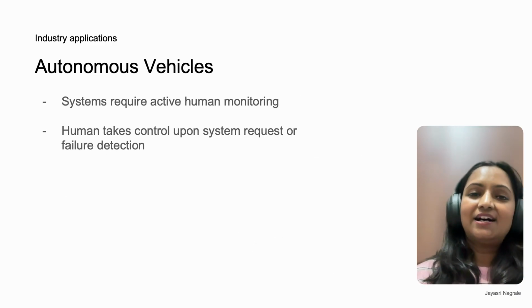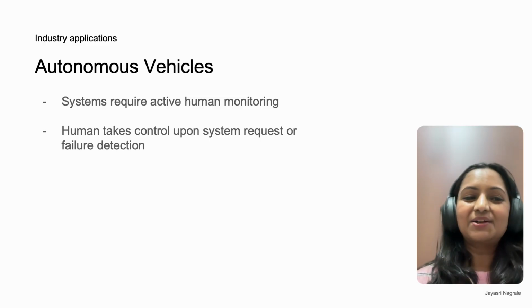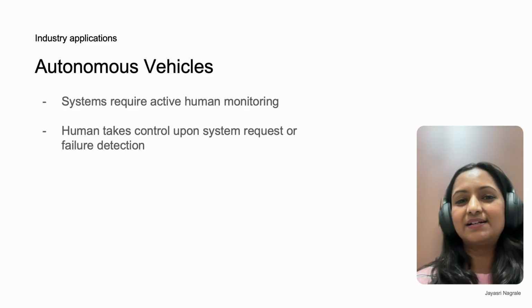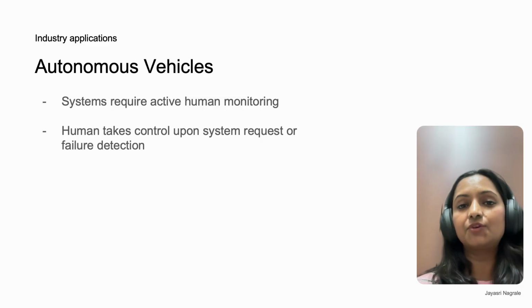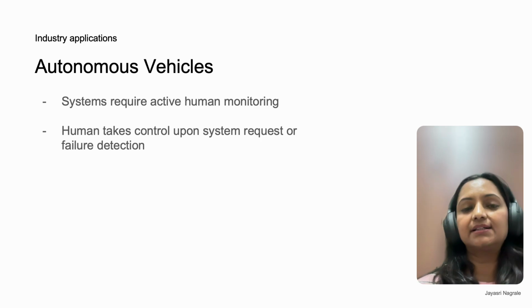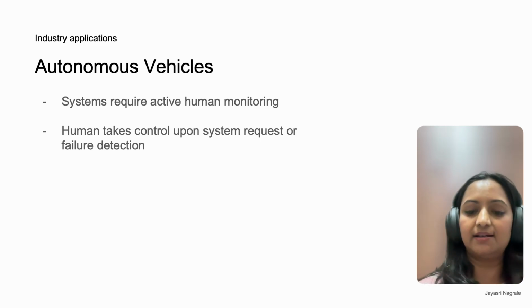The next industry, which is quite recent, but also a perfect example of human in the loop, is autonomous vehicles, wherein these systems require continuous active human monitoring, and the human takes control of the system when there is a failure detection.